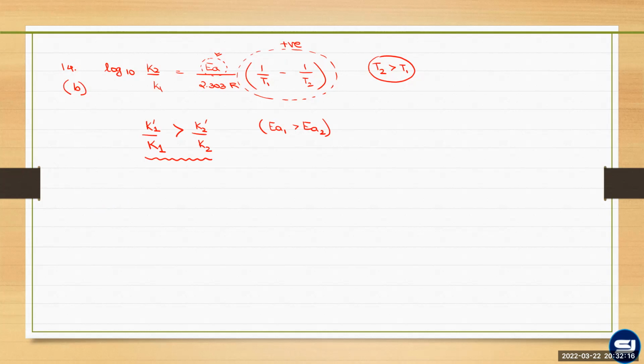See, what they have given is the temperature T2 is greater than T1 and EA1 for the first reaction is greater than EA2 for the second reaction. So with this condition, this term is always going to be positive. Do you agree? Yes sir. And with EA1 greater than EA2, this entire term will be greater for the first reaction than the second reaction. And if this term is greater, then K2 by K1 will also be greater for the first reaction as compared with the second reaction. So the first reaction's rate constant ratio K dash upon K is greater than for the second reaction.